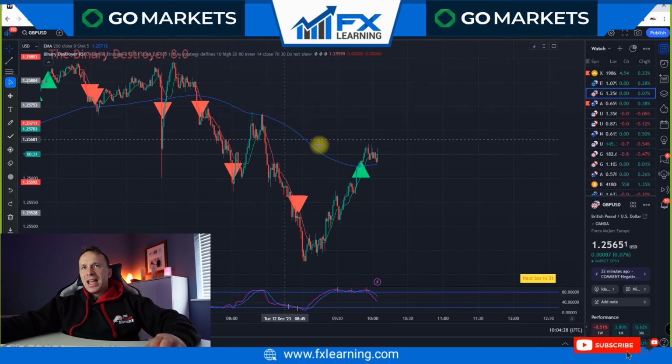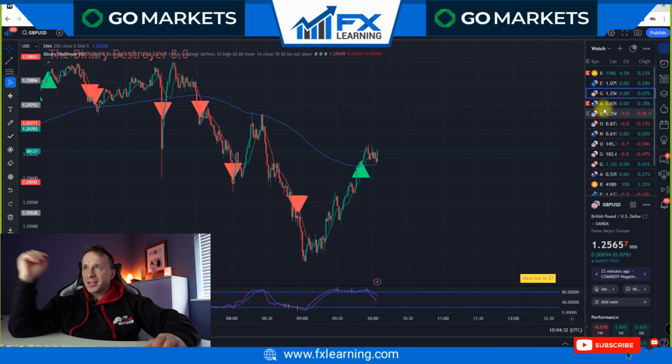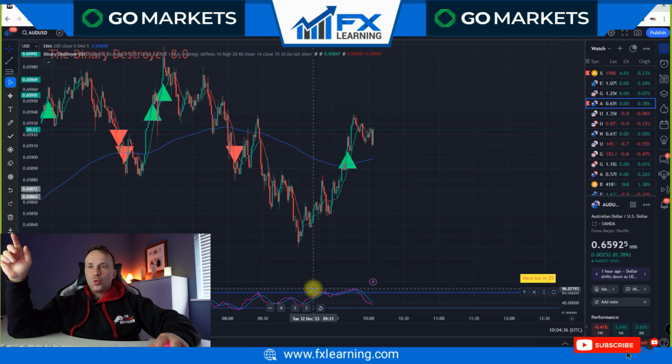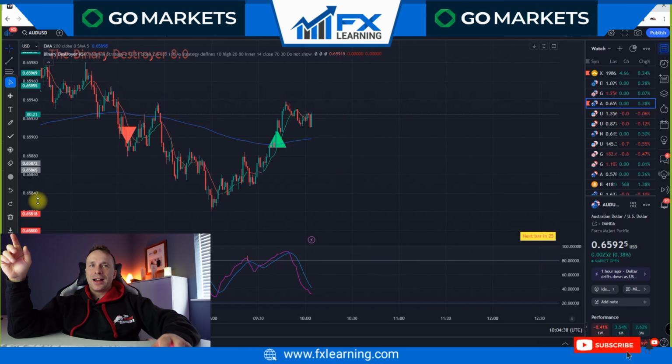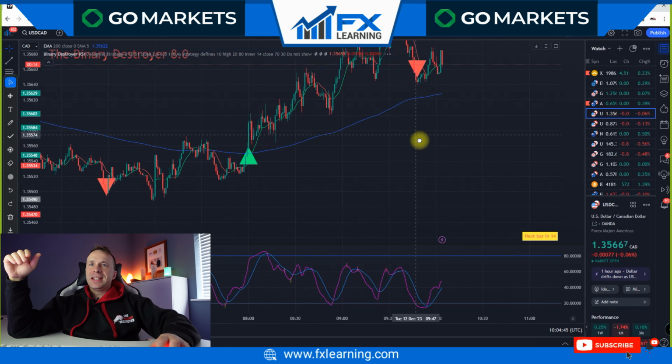GBPUSD, we might get a setup. We just closed above the EMA, so perhaps looking for buys. We will see. Aussie US dollar. Interesting. I might get a buy on Aussie US dollar if we pull back on the MACD. USD CAD.